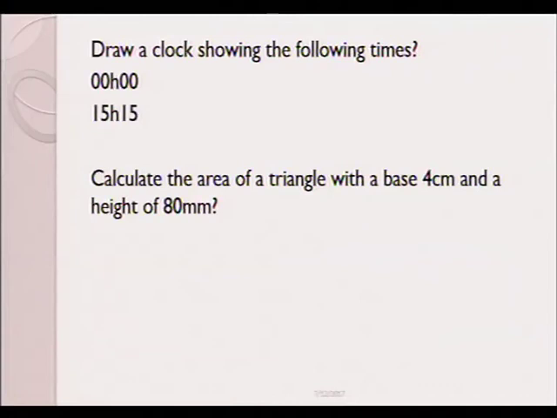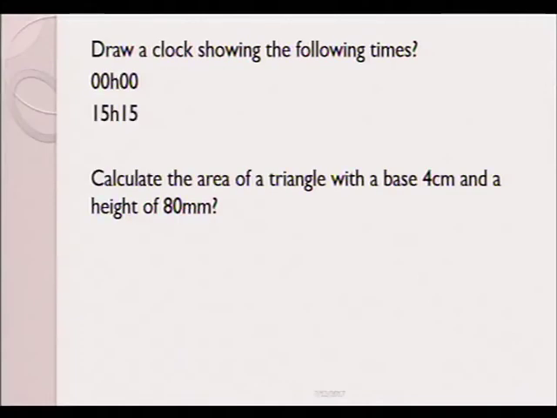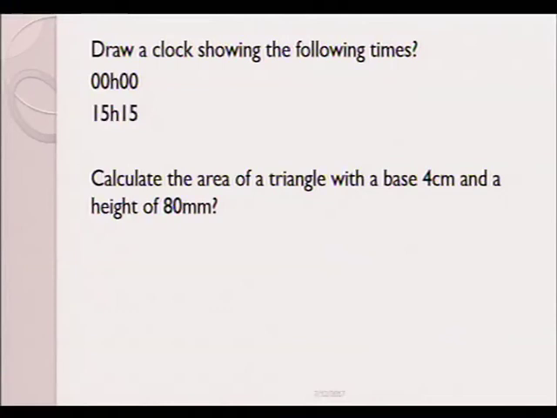Now calculate the area of a triangle with a base of 4 centimeter and a height of 80 millimeters. Let's look at this calculation. We know that to calculate the area of a triangle, you have base times height. So the base is 4 centimeter, the height is 80 millimeters.